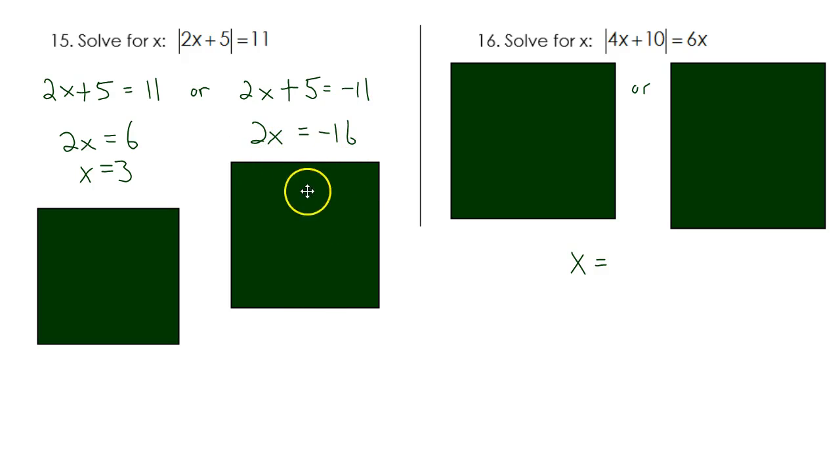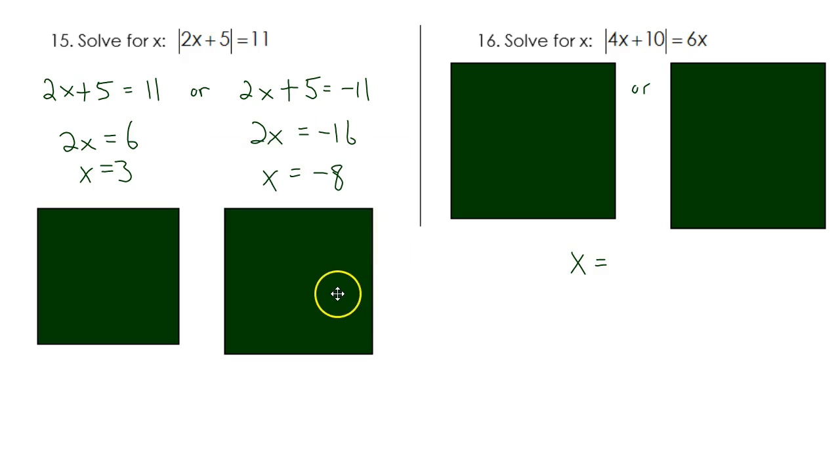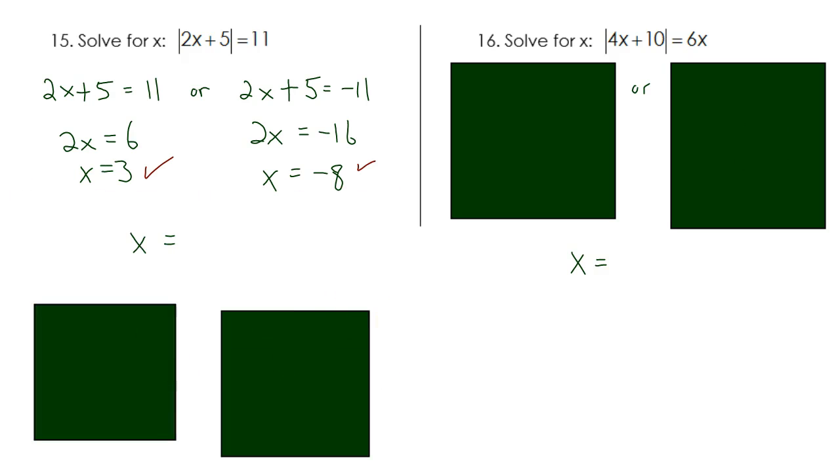Then divide both sides by 2 to get negative 8. When you plug in 3, 2 times 3 plus 5 is 11. Absolute value of 11 is 11. 2 times negative 8 is negative 16, plus 5 is negative 11, which evaluates to be positive 11. Both of them check out, which means they are both solutions to the absolute value equation.